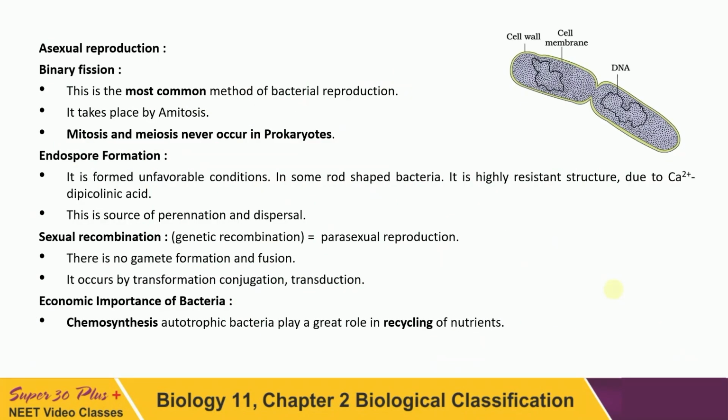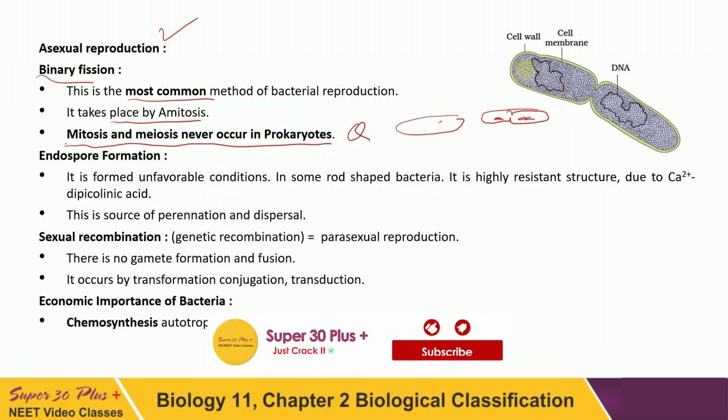Come to the next now, asexual reproduction. Binary fission is the most common one, which takes place by amitosis. Mitosis and meiosis, very important, are absent in prokaryotes. This type of cell division is found only in eukaryotes. Here in binary fission, one bacterial cell starts to grow and divide, a constriction develops, and one bacterial cell divides into two. You are seeing this NCERT diagram.